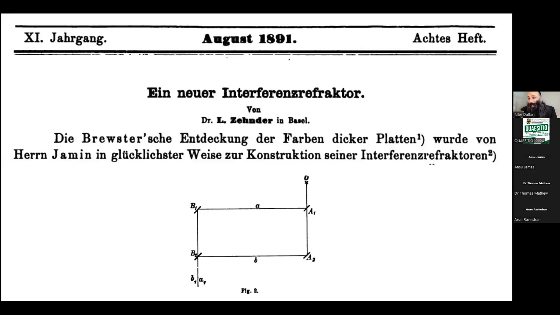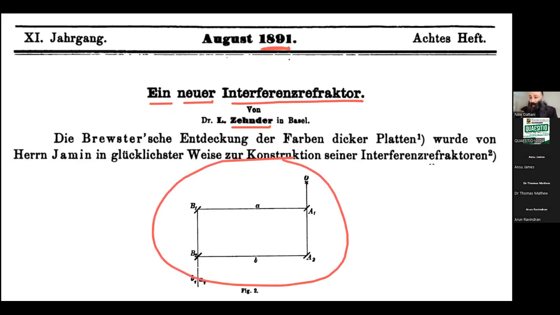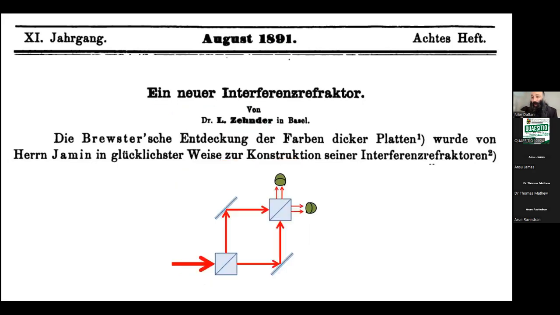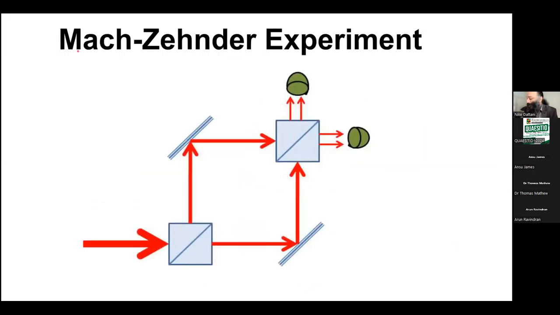I will start by explaining this experiment. This is an experiment that was published in 1891. This is a paper by Zehnder, and in German it says a new interference refractor, and that is this device over here. If this paper was published in 2024, this diagram might look more like this. So this is the device that was introduced in this 1891 paper. It's called an interference refractor, and this has now become known as the Mach-Zehnder experiment.